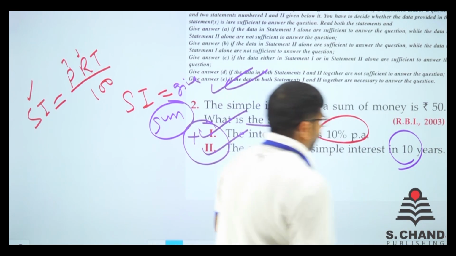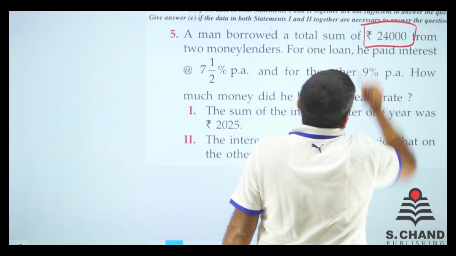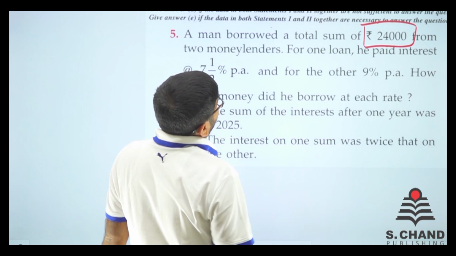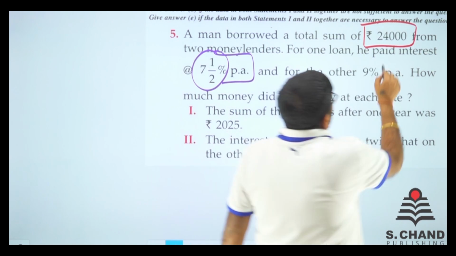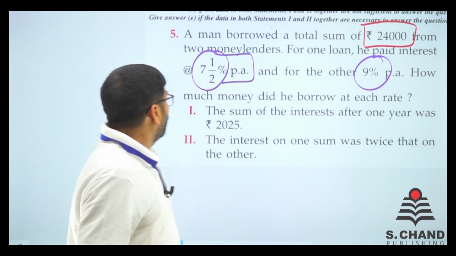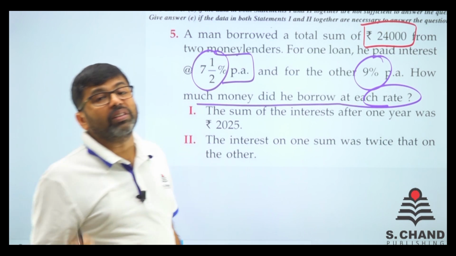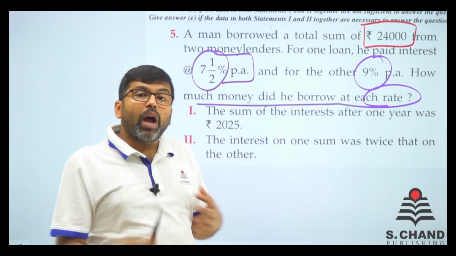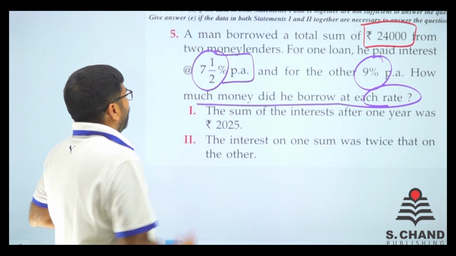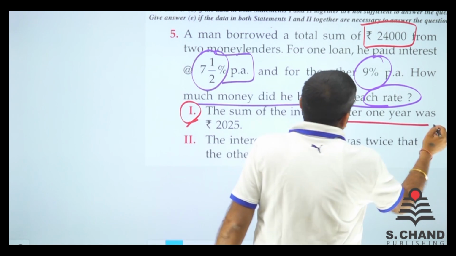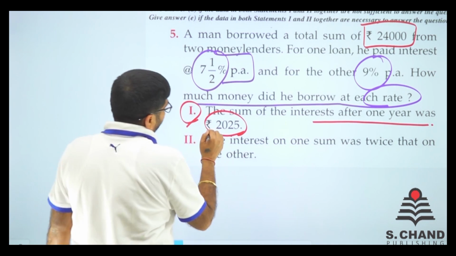Here we go to the next question. A man borrowed a total sum of rupees 24,000 from money lenders, and from one loan he paid interest at 7.5% per annum, and for the second he paid 9% per annum, right? How much money did he borrow at each rate? We need to find both the money from A and from B. How much money did he get from the different places, right? The first is the sum of their interest after 1 year was 2025. So the sum of interest is given.